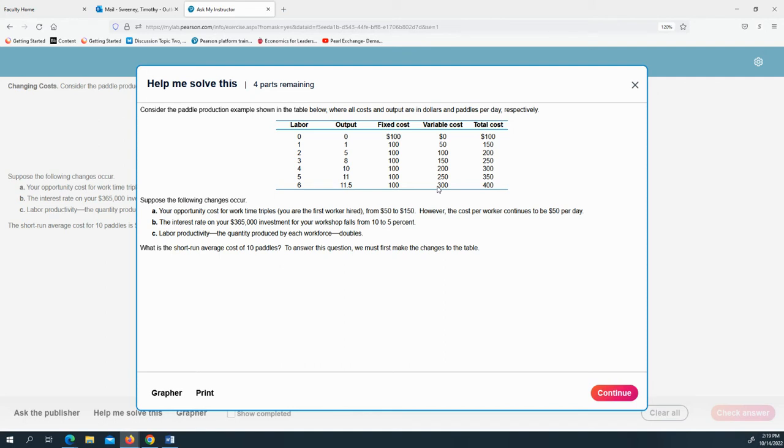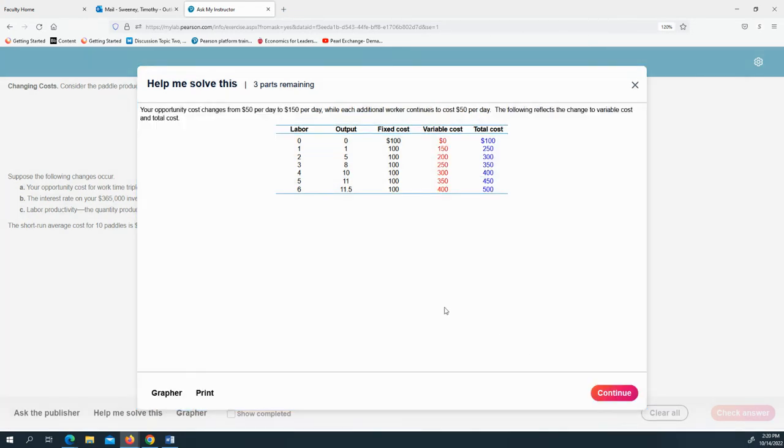We've got the variable cost, and that's just from the labor, right? And then what does it say? It says $50 a day, I think. Consider the paddle company shown in the table below, where all costs and outputs are in dollars and paddles per day, respectively. Okay, so this is what we start out with. But now each step we take, they're going to do letter A first, and then B, and then C. Okay, so let's do A first.